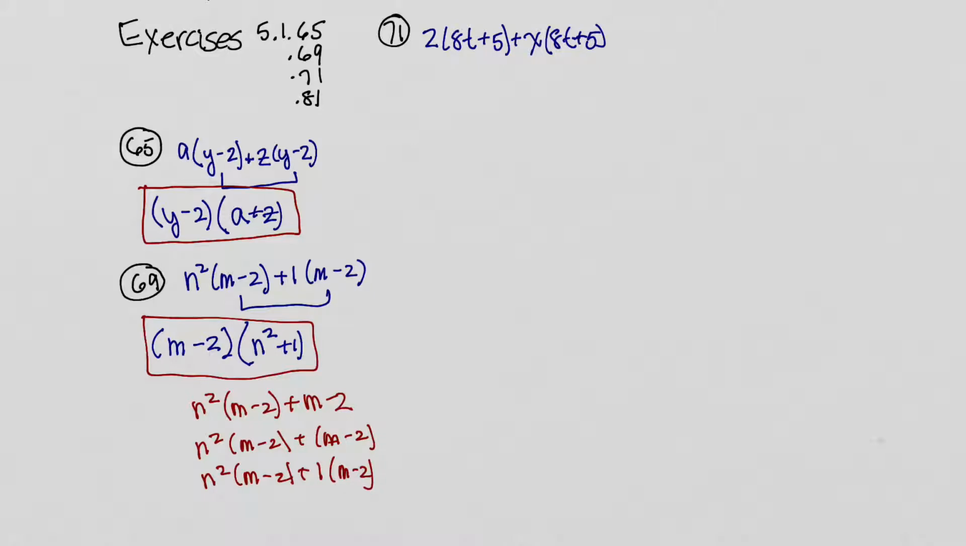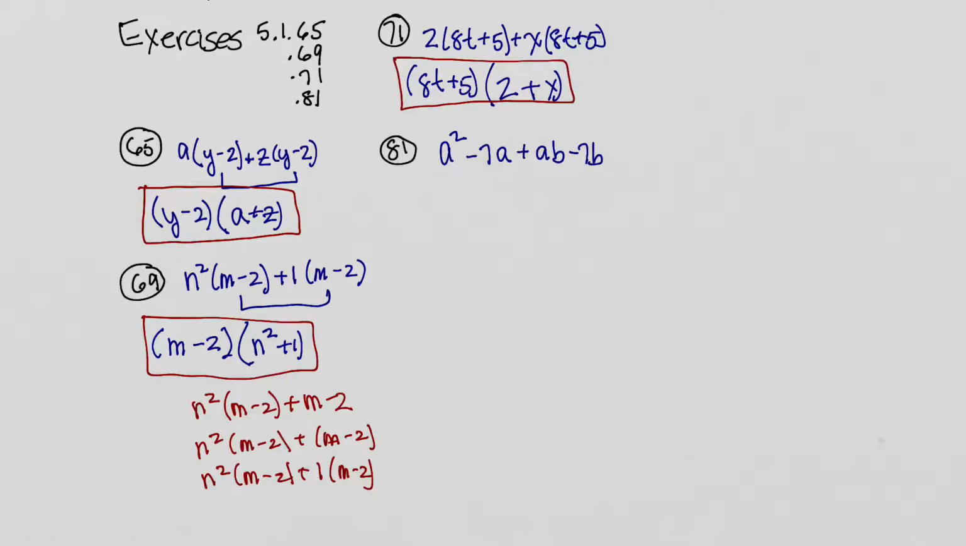In problem number 71, we've got two terms again, and it's pretty clear that what's common is this 8t plus 5. So what we're going to do is, of course, take out that 8t plus 5. And if we remove the 8t plus 5, look at this one. If you remove it, what's left is just that 2. So here's what's left, the 2, and then plus. Now, over here, if we remove the 8t plus 5, what's left is that x. So it's just 2 plus x. And then we will claim that that is the factored form.